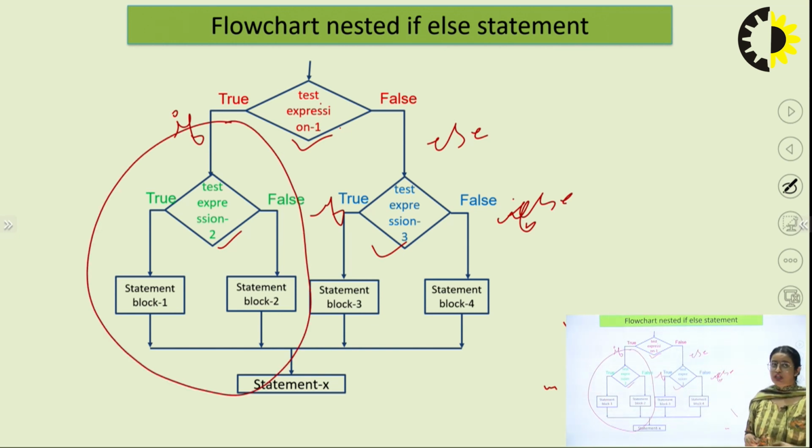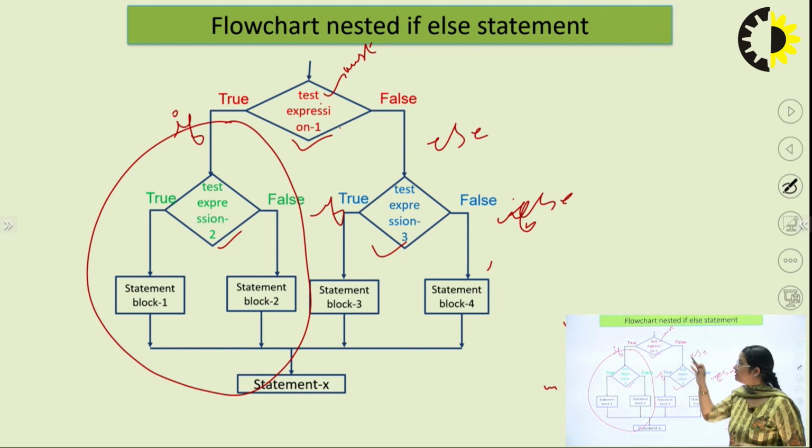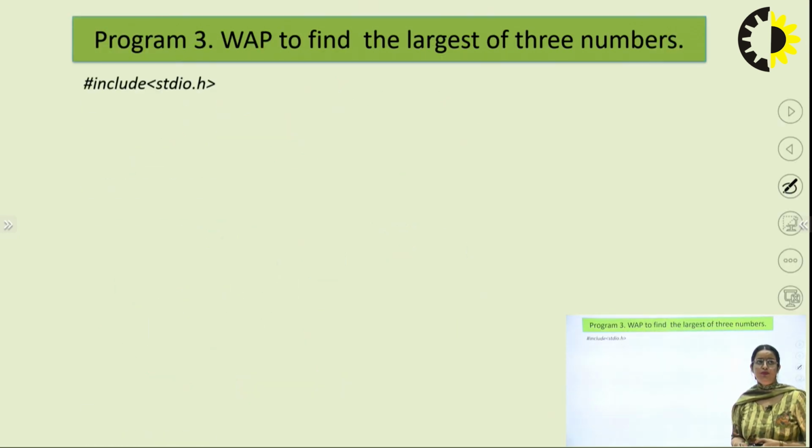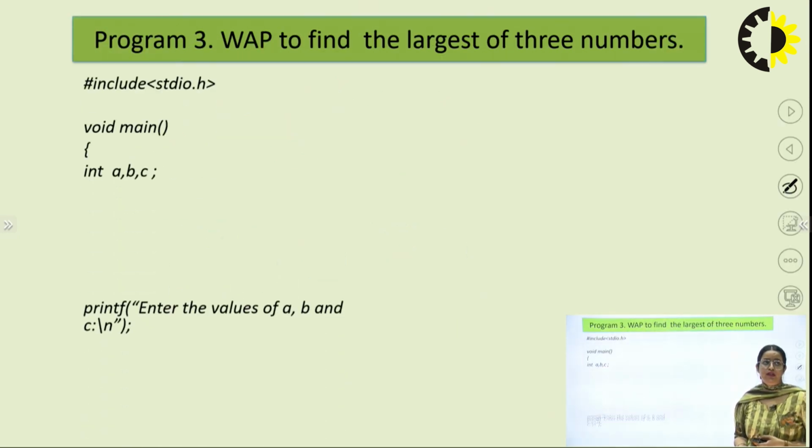only on one condition: this condition must be true. If this condition is not true, the if block will not be executed. It directly comes out of that block, and the control will go to the else block. So this is very important for the nested if else. This is the program related to our nested if else.